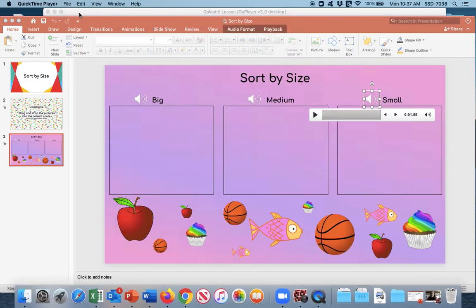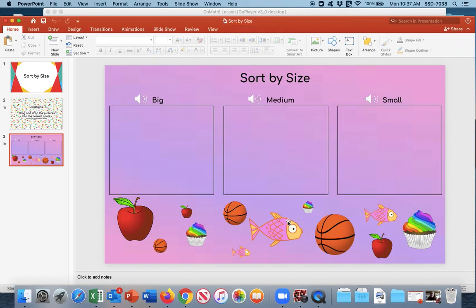So here we have a sorting mat, and we are going to take the objects here and put them in the correct boxes. So this box here says big. This one is medium. This one is small. For the purposes of our lesson, we're going to be focusing mostly on big and small, but we do have some medium objects here today.